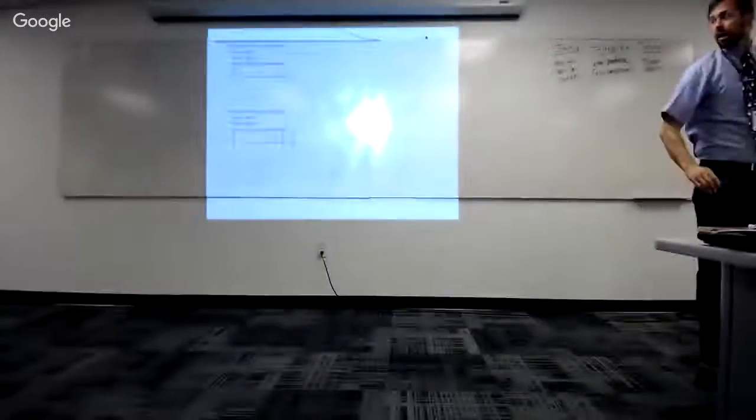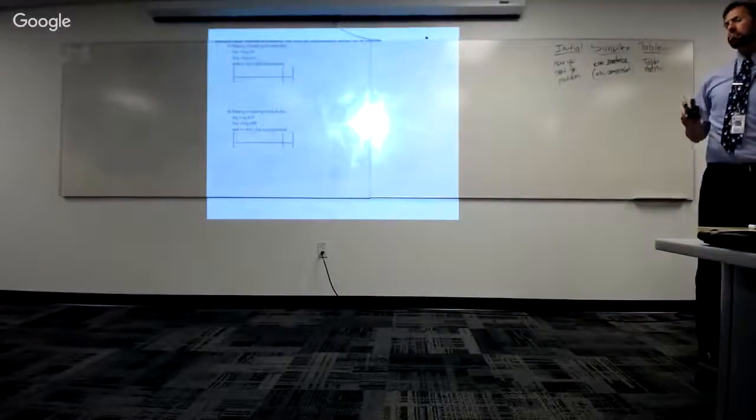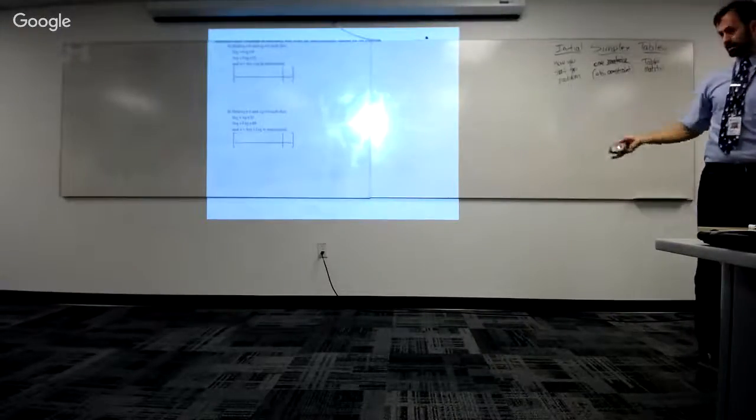Still the bottom row is negative. Still the goal is to make the bottom row positive. Yeah, but right now it's negative. Yeah, the goal. The work we're going to do.